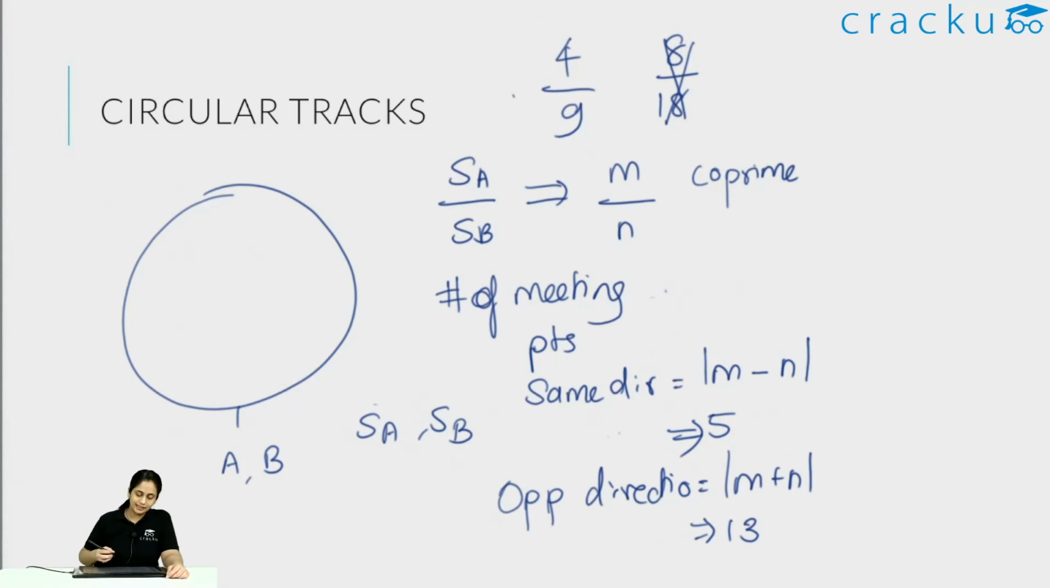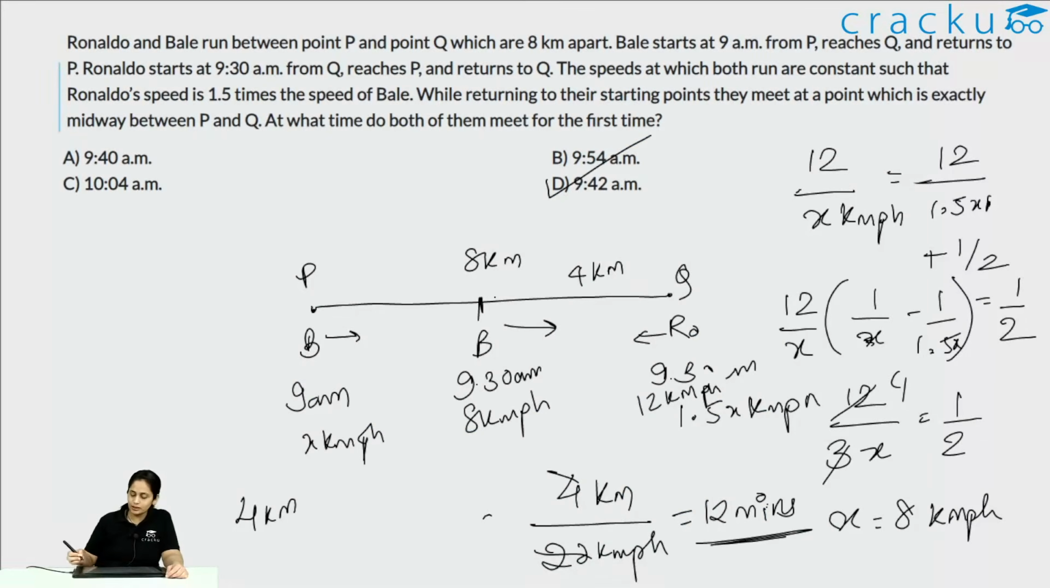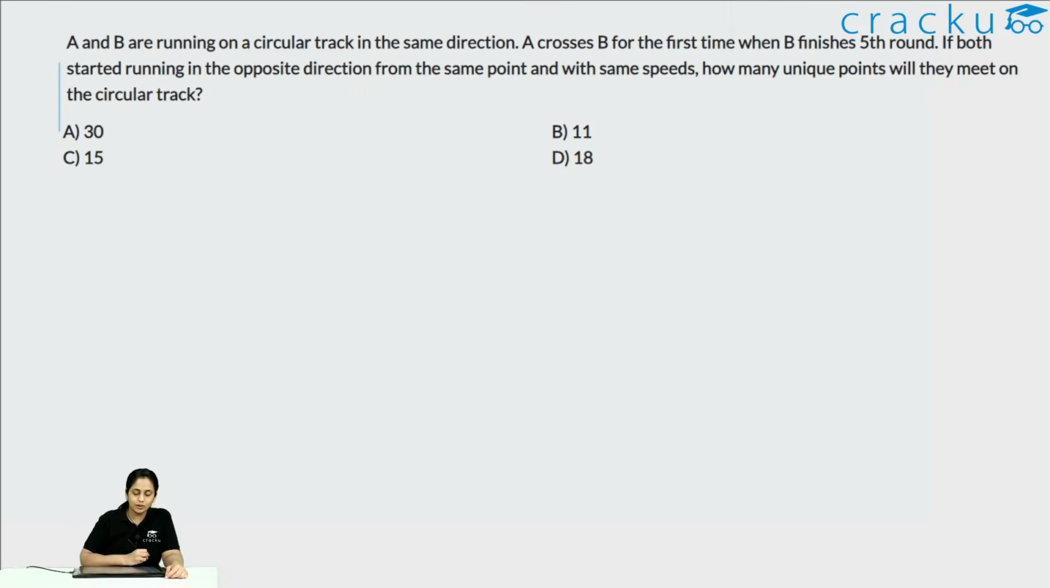So now with this basic concept, let's go back to our question. Let's take a look at the next question. Consider this one. A and B are running on a circular track in the same direction. A crosses B for the first time when B finishes the fifth round. If both start running in opposite directions from the same point with the same speeds, how many unique points will they meet on the circular track?